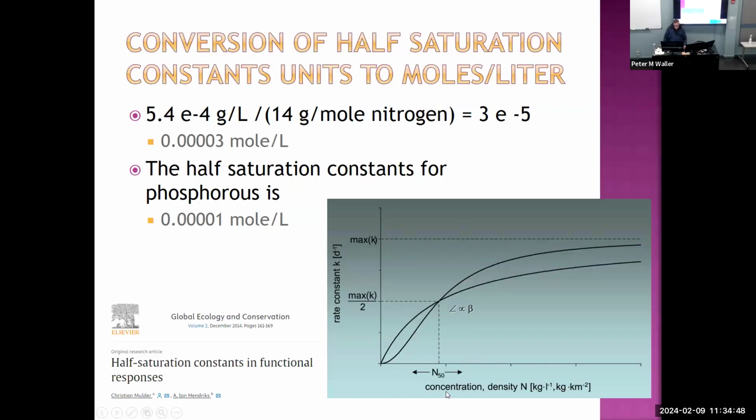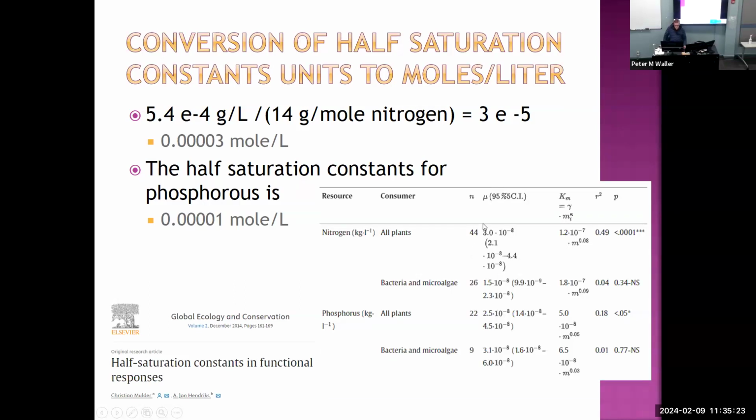So in this graph, you can see that the nitrogen concentration N50, that's the half saturation rate coefficient, is set at this position on the graph. Now they have two different types of graph. They're talking about something else, different functional responses. But anyway, you can also see that they're using units of kilograms per liter. And it's easier to use units of moles per liter when we're talking about calculating nutrient concentrations.